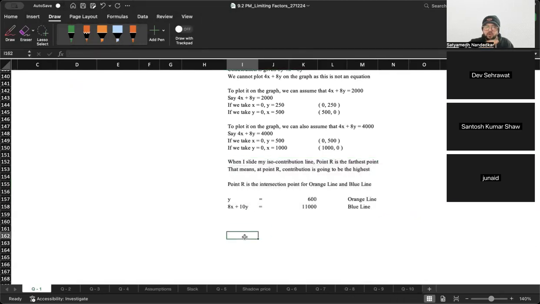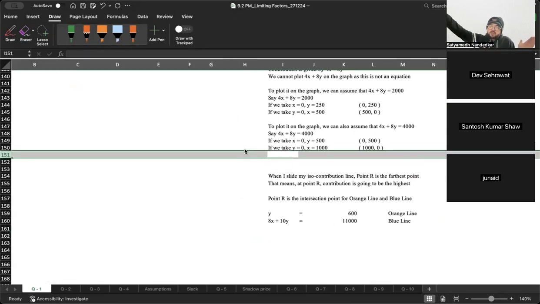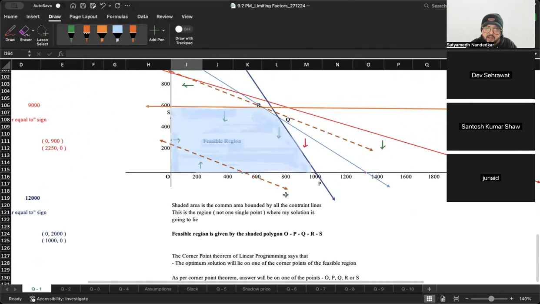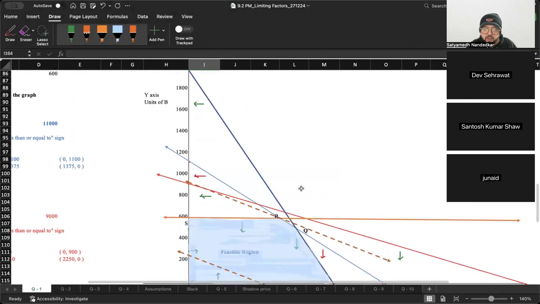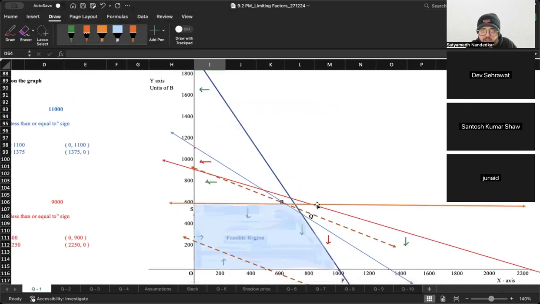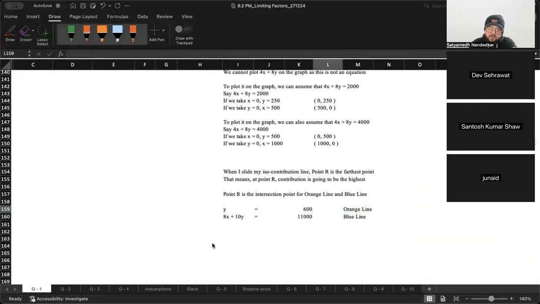When I slide my ISO contribution line, point R is the farthest point. See, the farther you are from the origin on the upward side or the right-hand side, the higher the value of the contribution figure. So that means at point R, the contribution is going to be the highest. Point R is the intersection point for what? It is the intersection point for the blue line and the orange line. The blue line's equation is 8x plus 10y equal to 11,000. The orange line's equation is y equal to 600. So when you solve this, substituting y equal to 600 in your blue line, you will get x equal to 625.